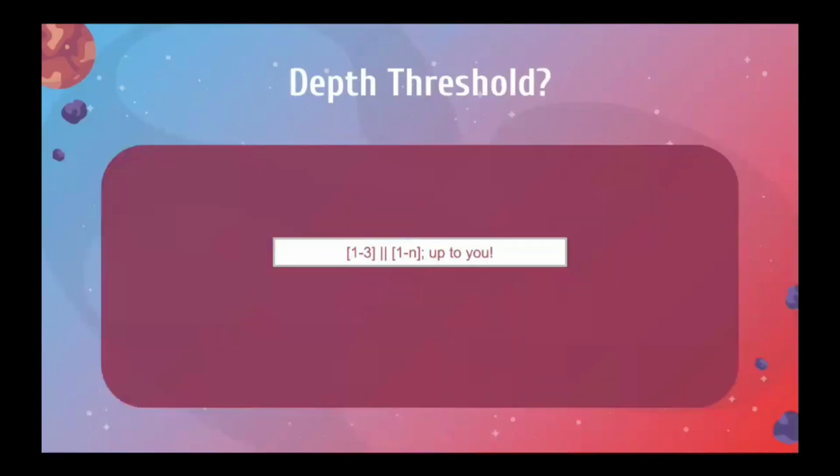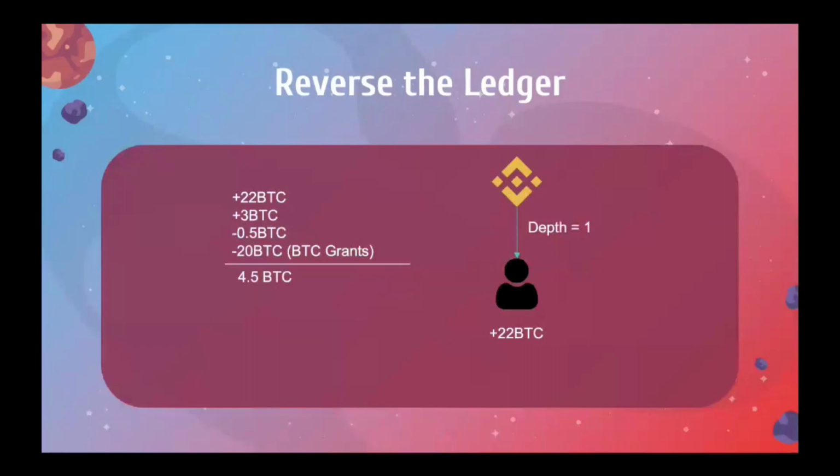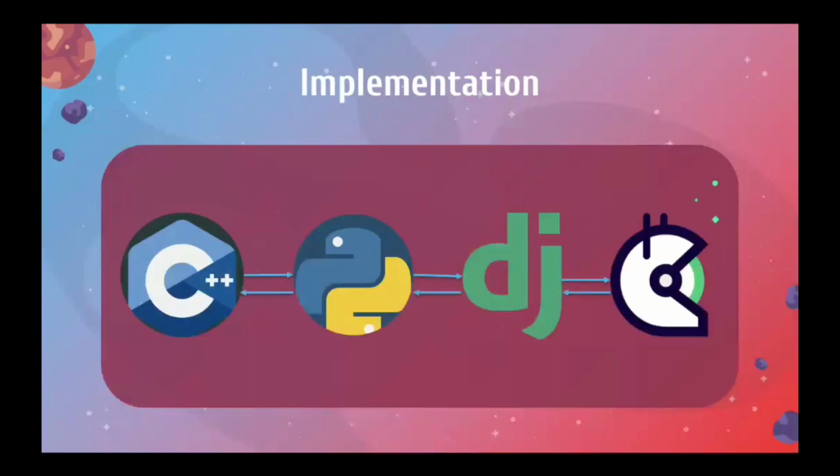So what's the depth threshold? 1 to 3, 1 to n. It's up to you, right? Cool. So we can just reverse the ledger and see where the transaction fulfilling the sent amount to Gitcoin Grants is coming from, and then use that to determine who else that's going to, and then determine whether we want to accept that or not.